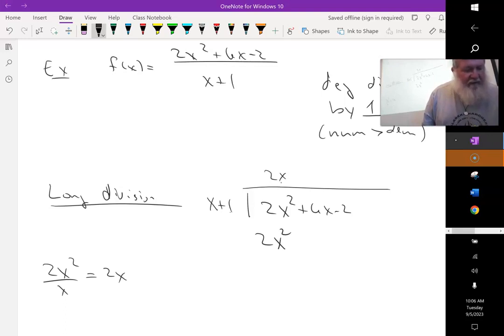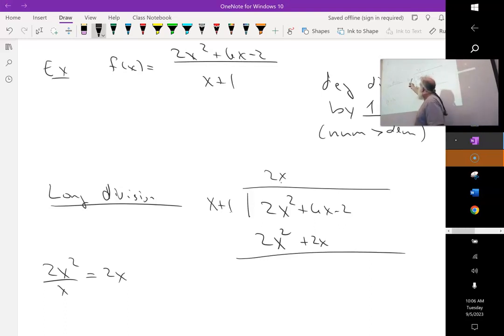And then 2x times 1 is what? 2x. So I figured out what you had to multiply the leading term by to get to that, and then I distributed it across there. All right, everybody with me on that? And now division is like subtraction, so we're going to subtract it out. To subtract it out, we're going to change the signs and what?